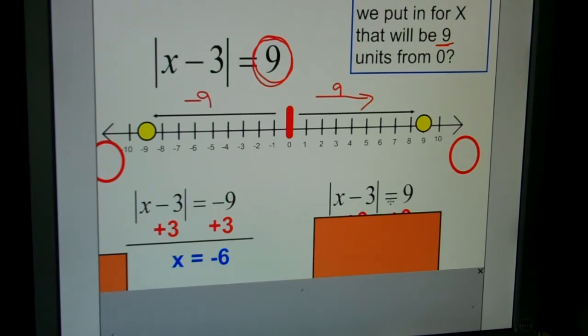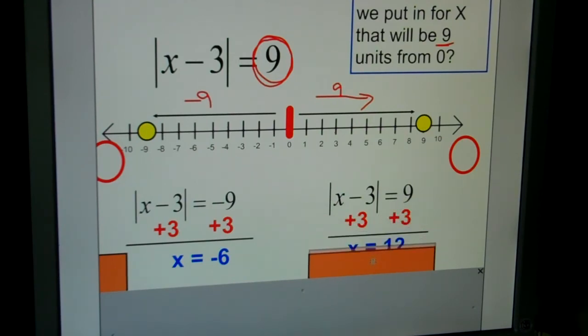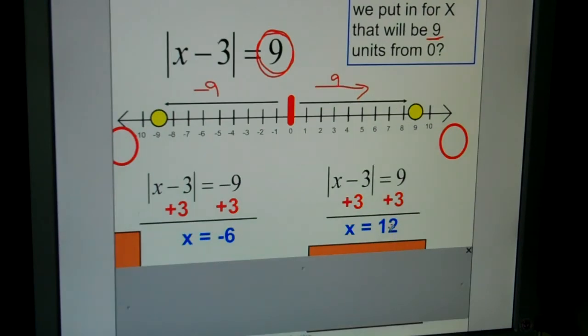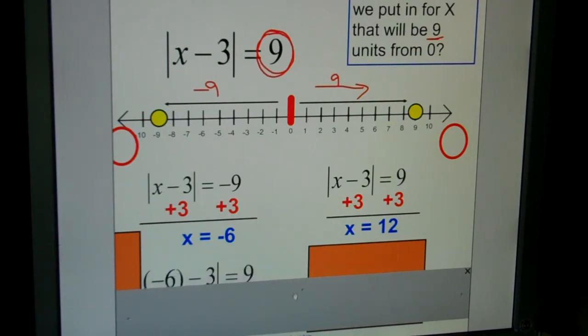If I go left 9 units, I need to go to the right 9 units. So I have x minus 3 equals positive 9. I'm going to do the same thing. I still want to isolate the variable. So the opposite of negative 3 is positive 3, so I add 3 to both sides, and I get x is equal to 12. So I can plug in negative 6 for x, or I can plug in 12, and I'm still going to get the right answer.